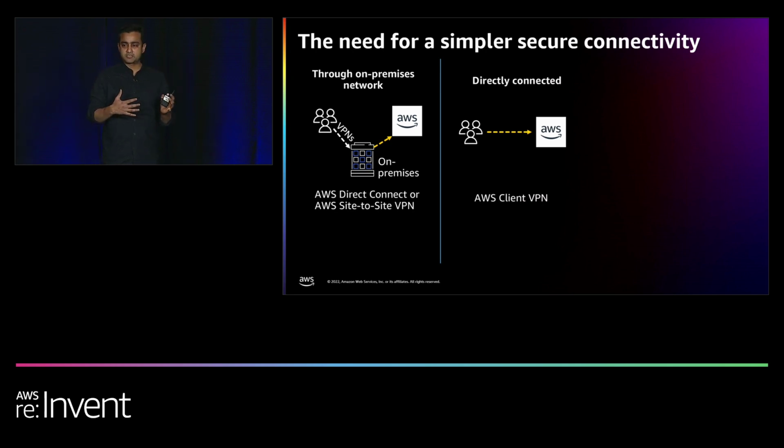Then we heard from some customers that, hey, we don't want to take this extra hop, right? We want to directly connect to our applications. So we came up with AWS Client VPN.